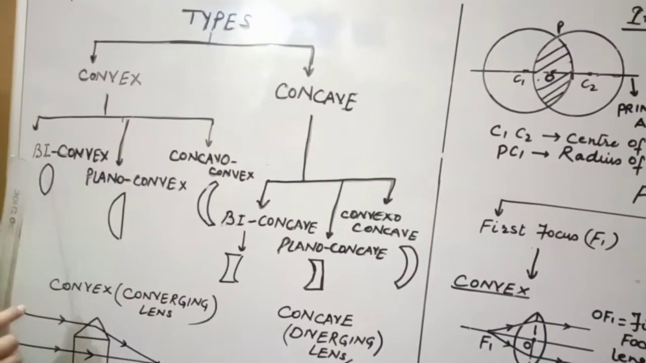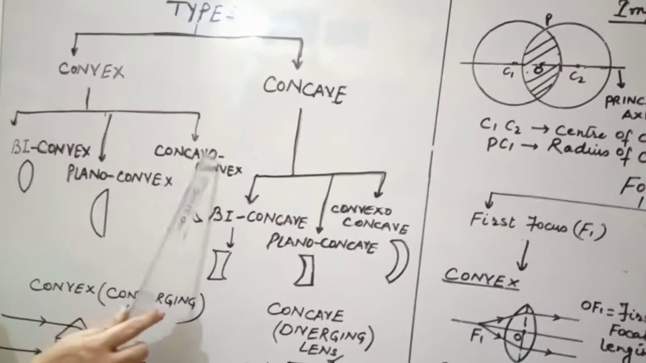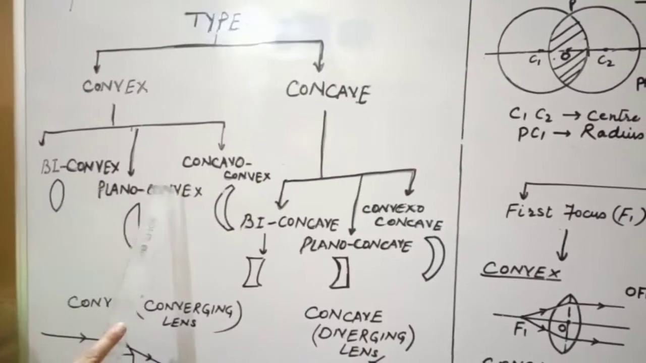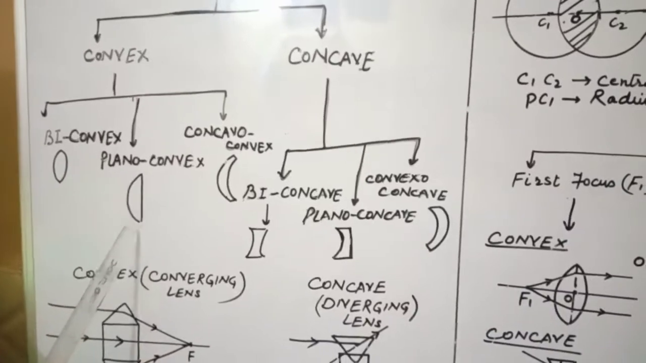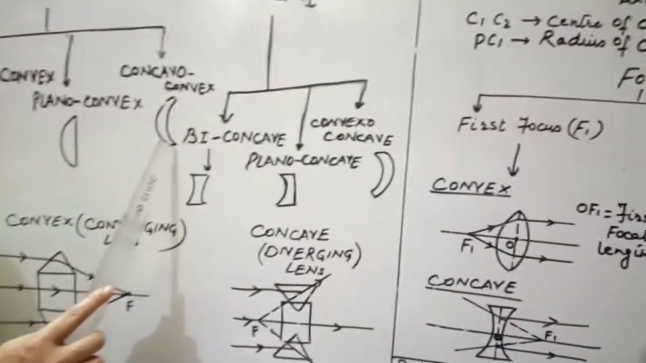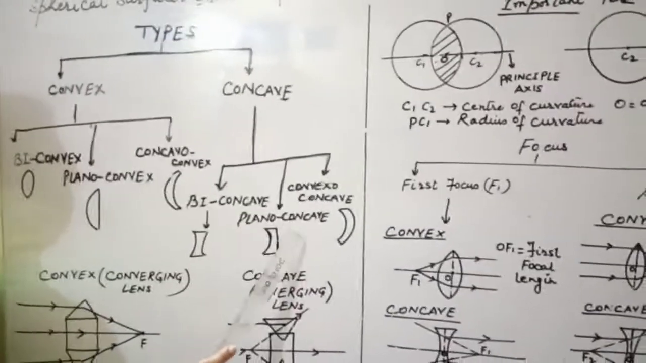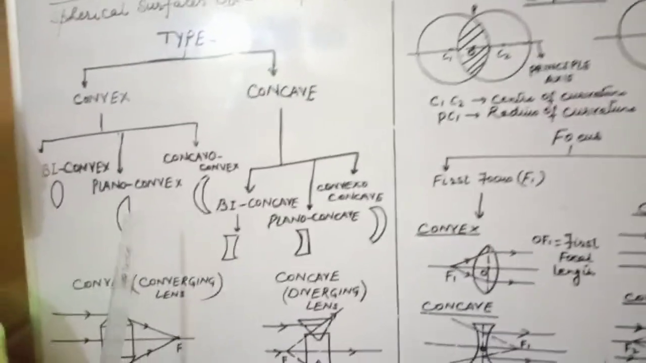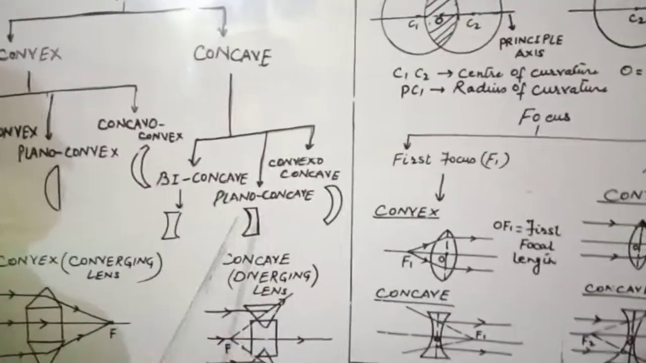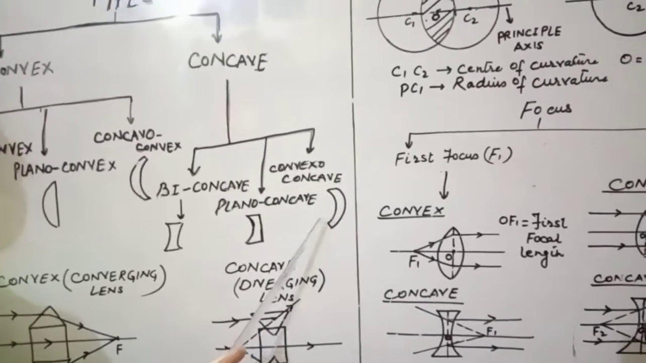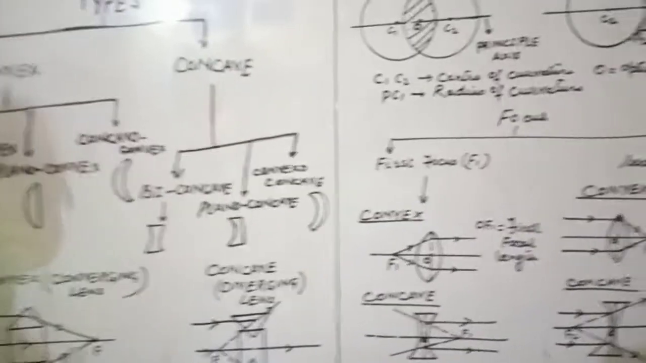Again, convex has three types: biconvex, plano-convex and concavo-convex. Bi means two, both sides convex. Plano-convex, one side convex, the other plane. Concavo-convex, one side convex, the other concave. In the same way concave has three types: biconcave, plano-concave and convexo-concave. Biconcave, both sides concave. Plano-concave, one side concave, the other plane. Convexo-concave, one side concave, the other side convex.